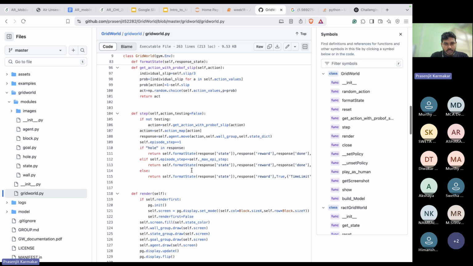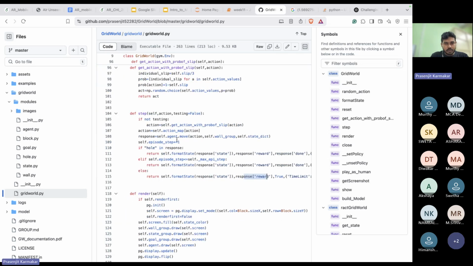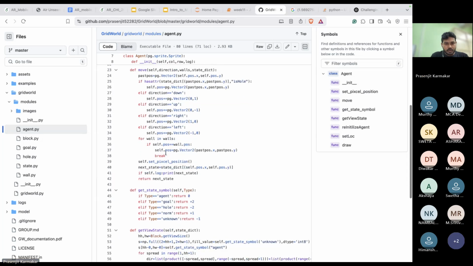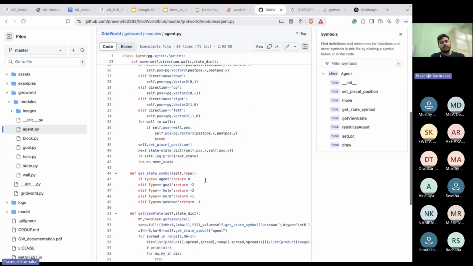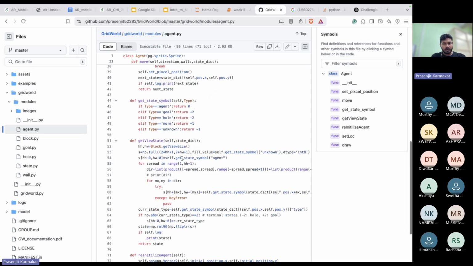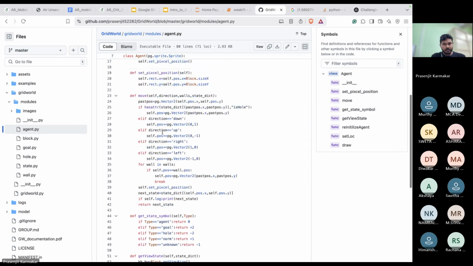Step function, response, reward, response agent move. The agent class, agent, then move. Right. See, this is the reward we have. If it's a goal, give a +2. If it is a hole, give a -2. If it's a normal state, give a +1. If it is an unknown step, no, no. It's state symbol. State symbol, move, right?